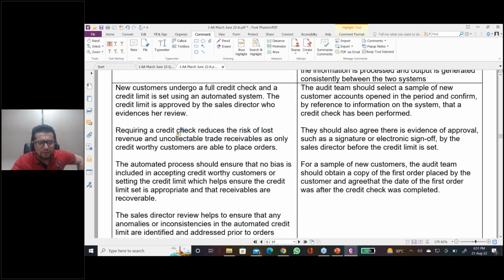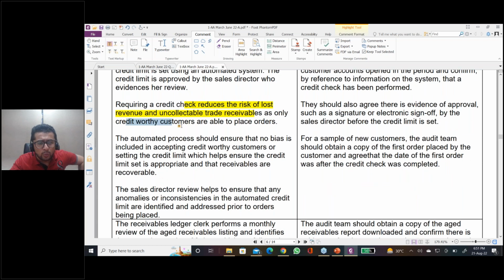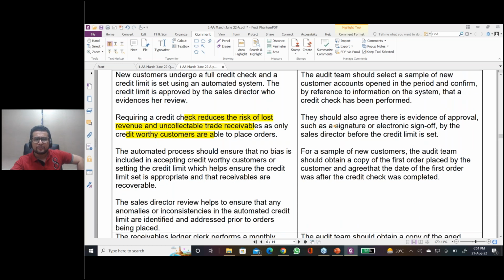This reduces the risk of lost revenue and uncollectible trade receivables. This ensures that only creditworthy customers are dealt with.